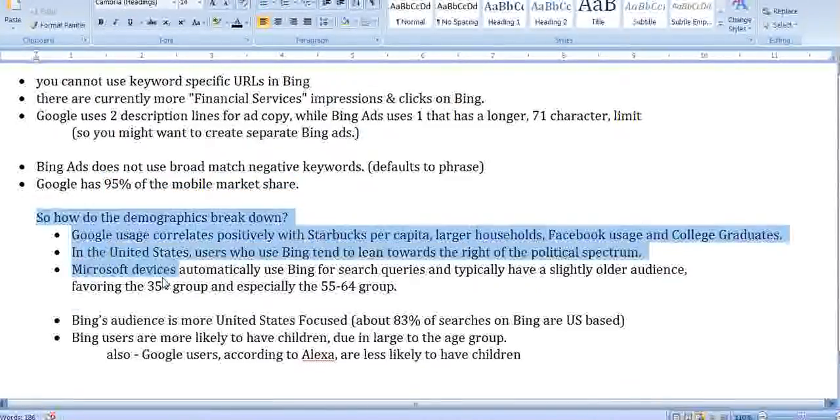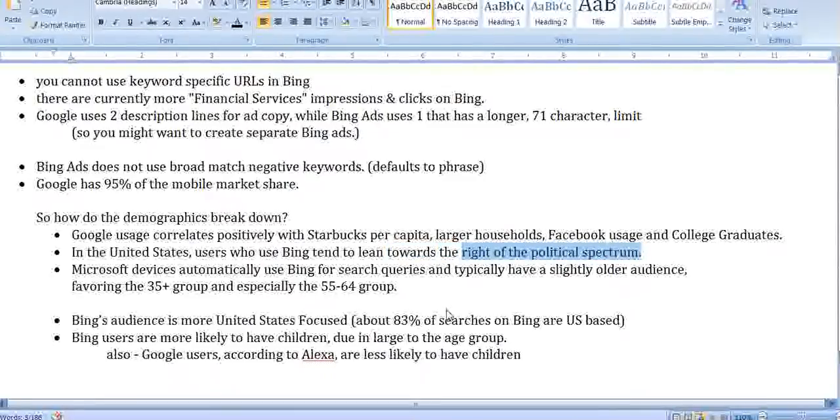Now, if you're choosing between the two platforms, the demographics can be important to think about. Google usually correlates positively with Starbucks per capita, large households, Facebook usage, and college graduates. In the United States, users who use Bing tend to lean towards the right of the political spectrum, and that's partially due to the older demographic. Microsoft devices automatically use Bing for search queries and typically have that older audience favoring 35 and over, or especially the 55 to 64 group.